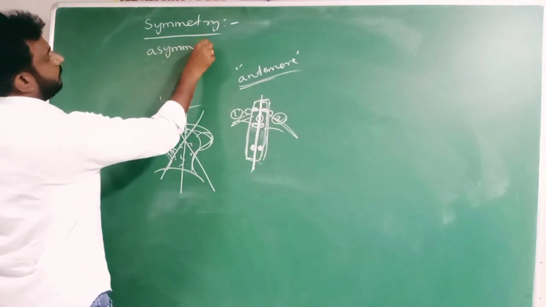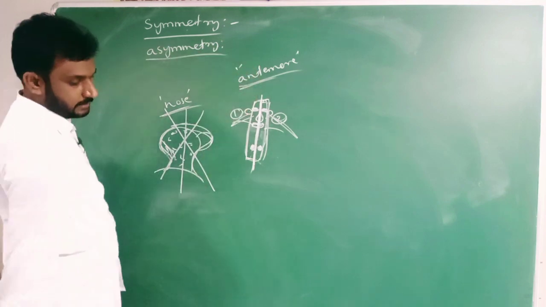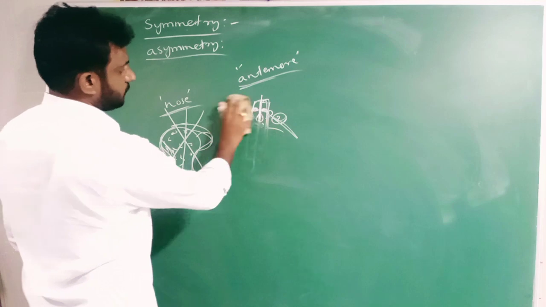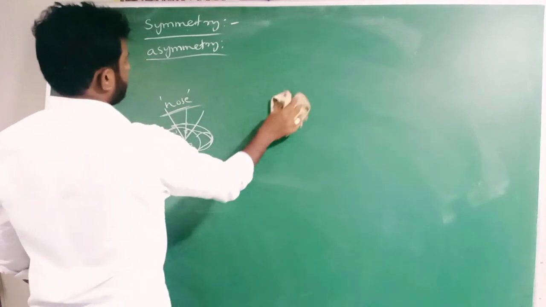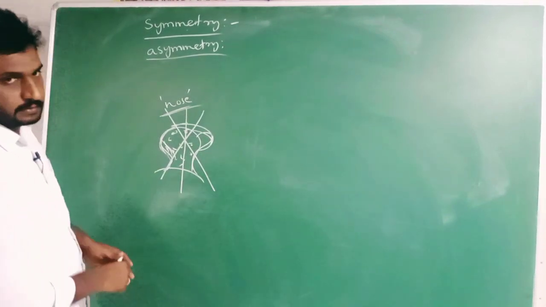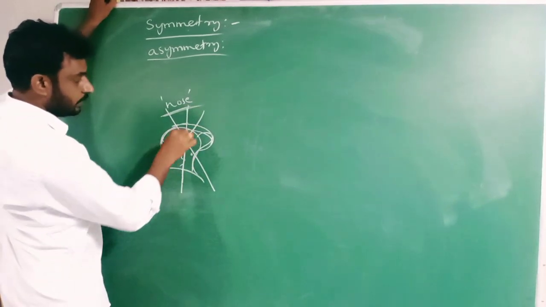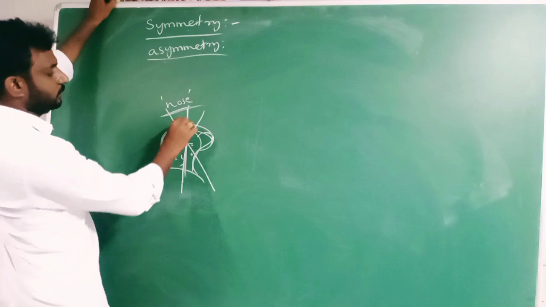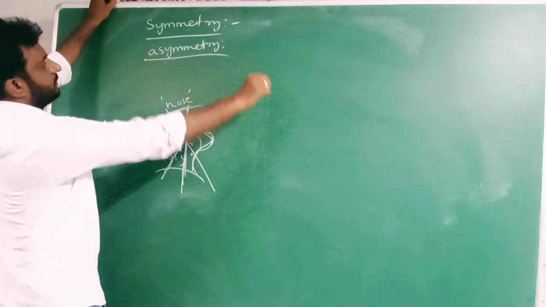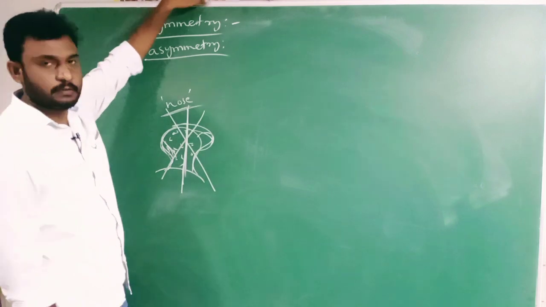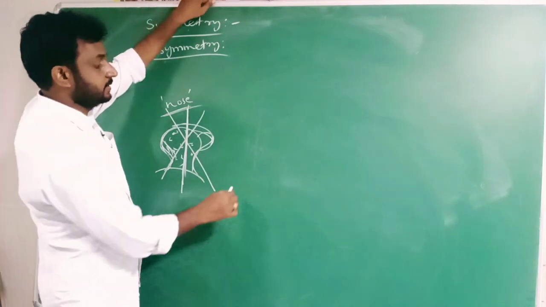Asymmetry means the body cannot be cut into two identical halves through any plane which is passing through the central axis. That is called asymmetry. Asymmetry is not an advantage to the animals.